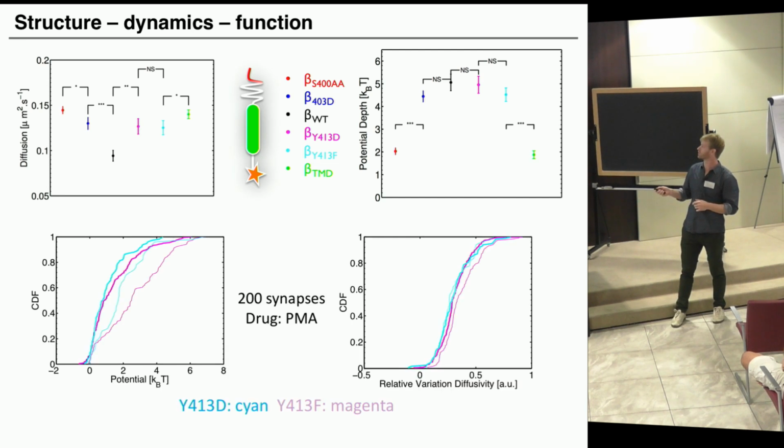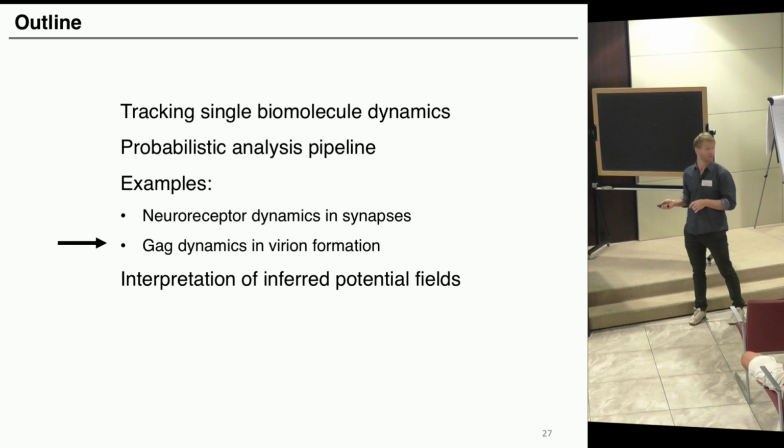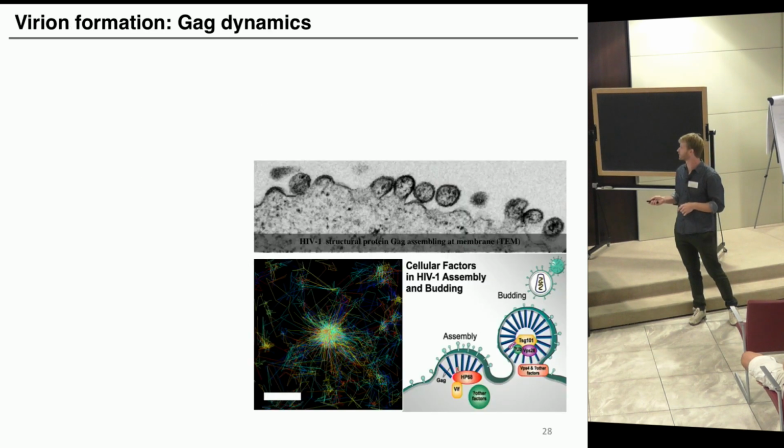We can also go in and make functional studies. If we treat the cells with a phosphorylating agent, and we also look at other point mutations, we can see how this changes the interaction potentials and the diffusivities inside the synapses. Okay, very quickly.